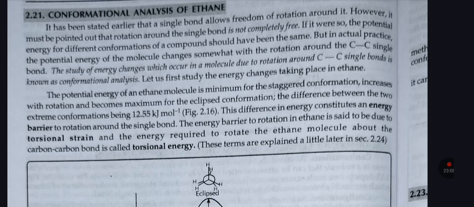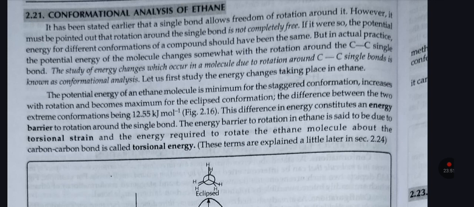The potential energy of an ethane molecule is minimum for the staggered conformation, increases with rotation, and becomes maximum for the eclipsed conformation. The difference between the two extreme conformations is 12.55 kilojoules per mole. This difference in energy constitutes an energy barrier to rotation around the single bond. The energy barrier to rotation in ethane is said to be due to torsional strain, and the energy required to rotate the ethane molecule about the carbon-carbon bond is called torsional energy. These terms are explained a little later in session 2.24.